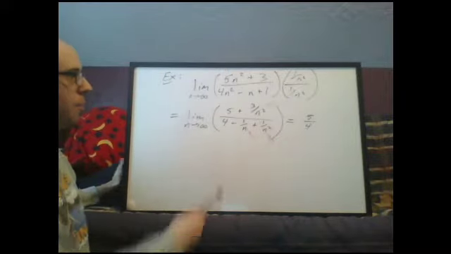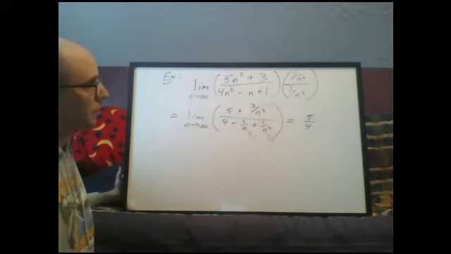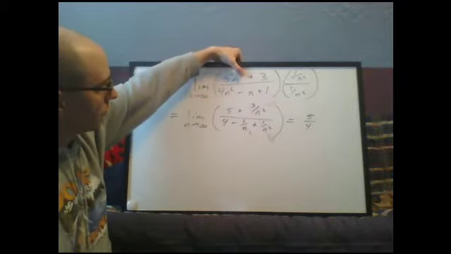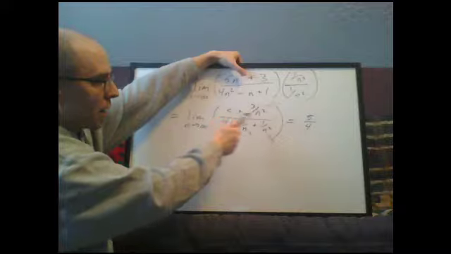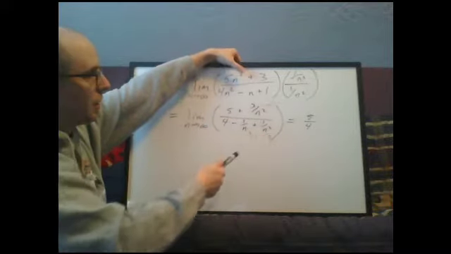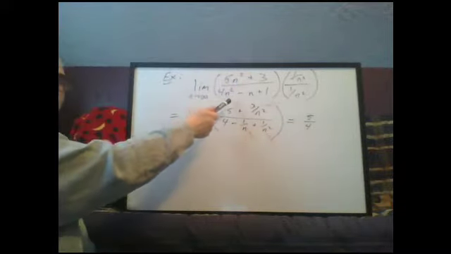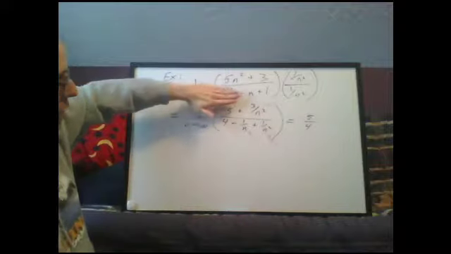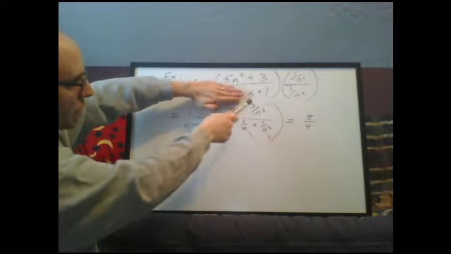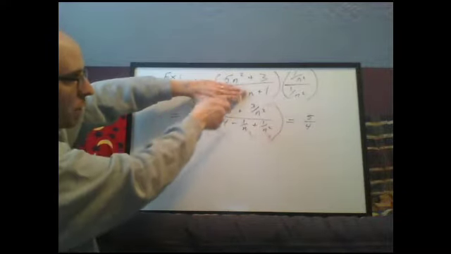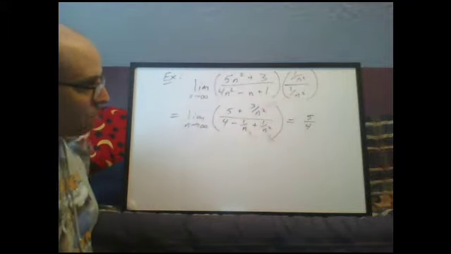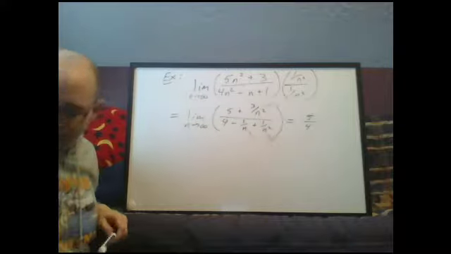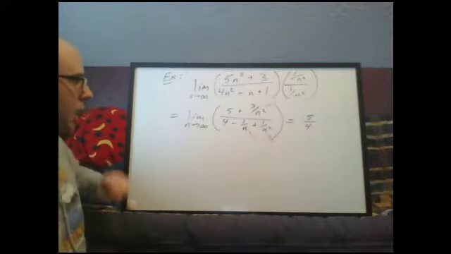If the bottom has the bigger power, so if it was just 5n over 4n squared, then when I do this, the entire top will go to 0 and the answer would be 0. If the bottom had a smaller power, so I didn't have the n squared here, then when I do this trick, I'd be left with a number divided by 0, which would be infinite. My answer would be either positive or negative infinity depending on the other signs.